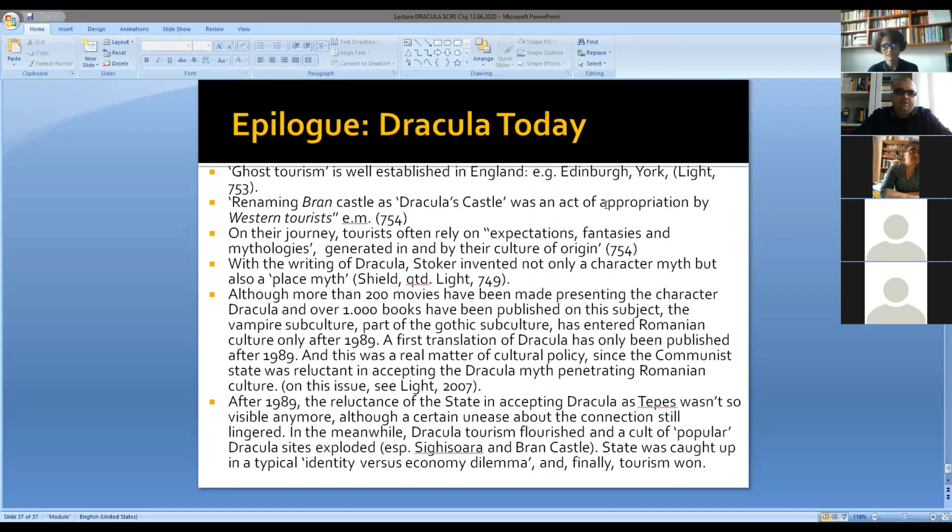In the meanwhile, Dracula tourism flourished, and the cult of popular Dracula sites exploded. For example, Sighișoara and Bran's Castle are favorite icons of devotion for Dracula fans. The Romanian state was caught up in a typical identity versus economy dilemma, and finally, tourists won. Well, this is my presentation for today.